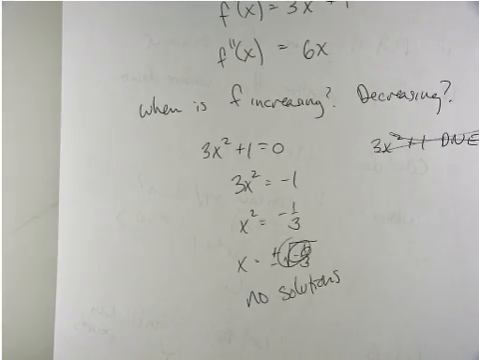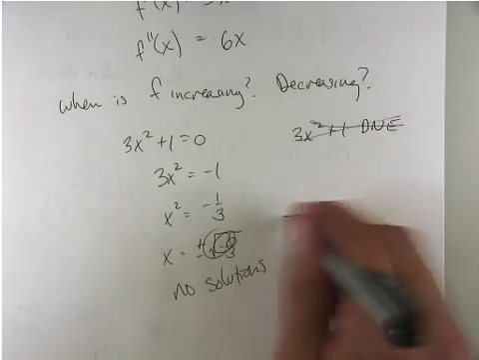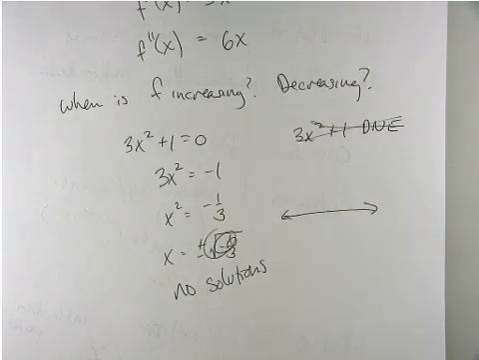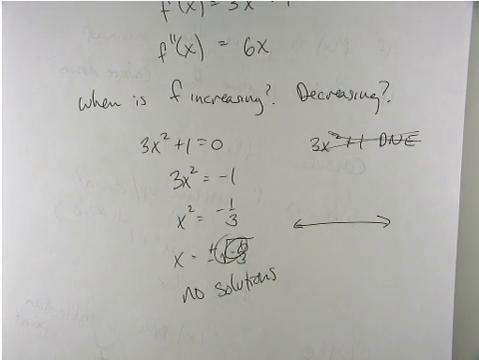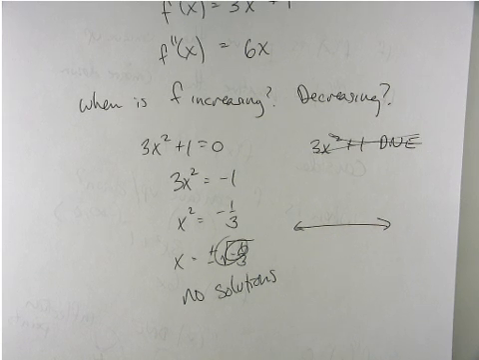No solutions. So what does our number line look like? Nothing. So there aren't any divisions. All of the candy's the same. I don't have multiple bowls of candy. I just have to decide whether this is always increasing or always decreasing. Which is it? How do I know?